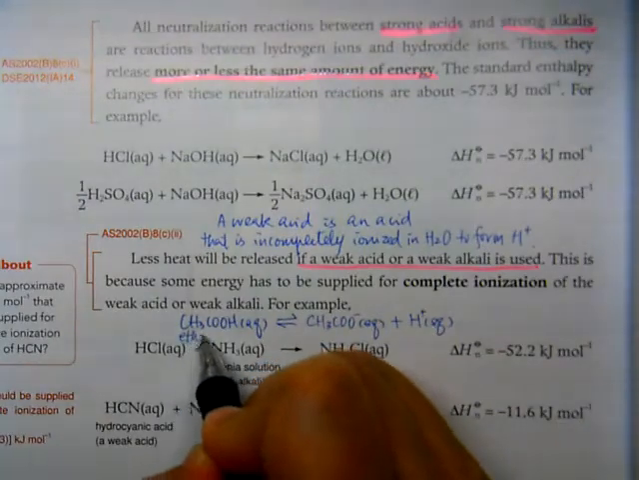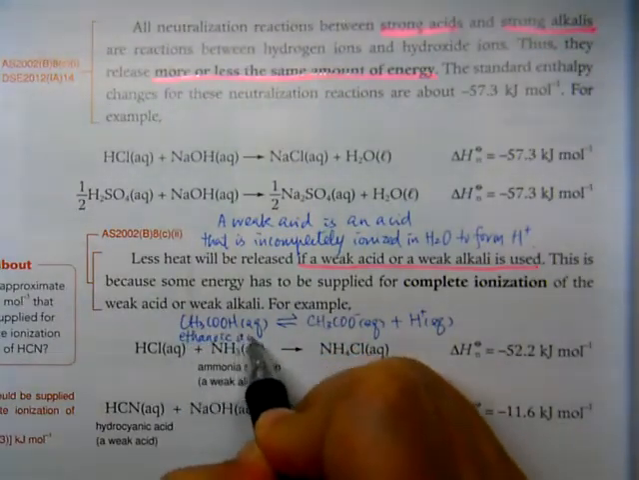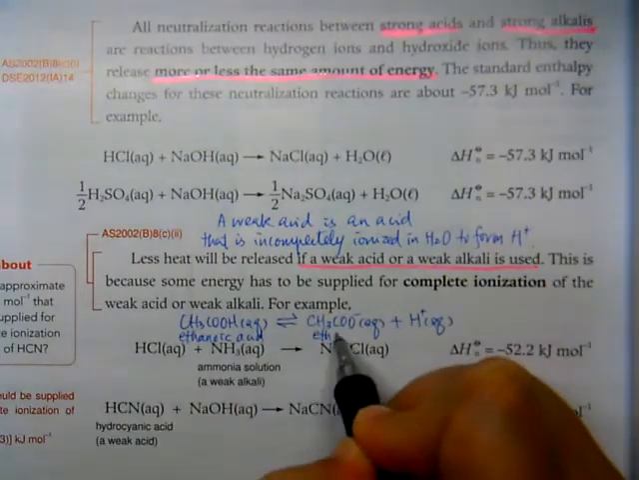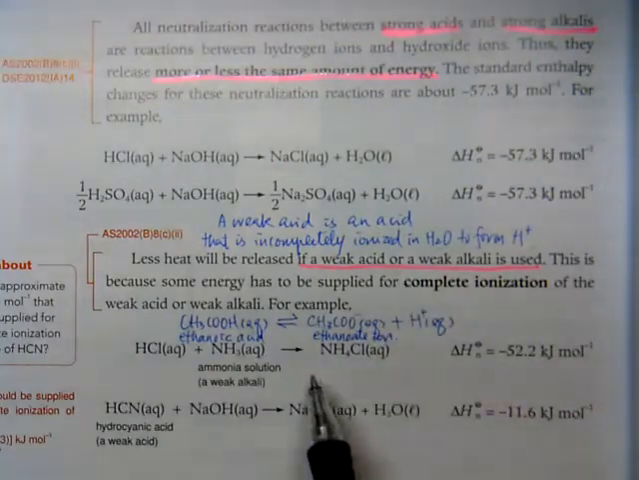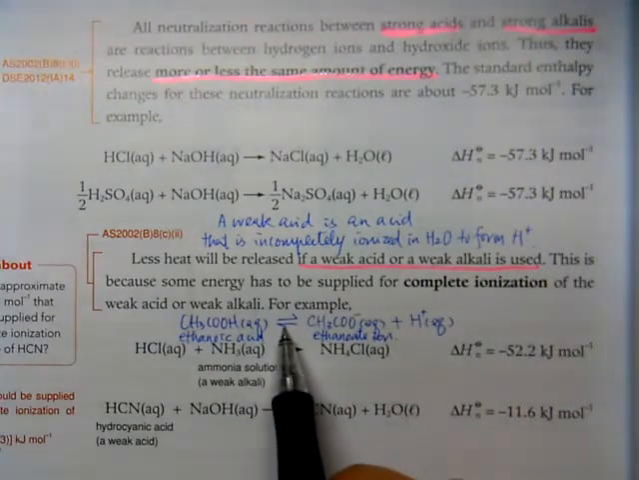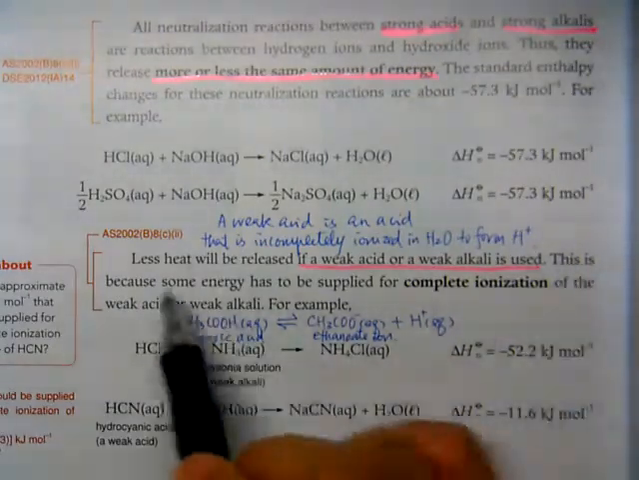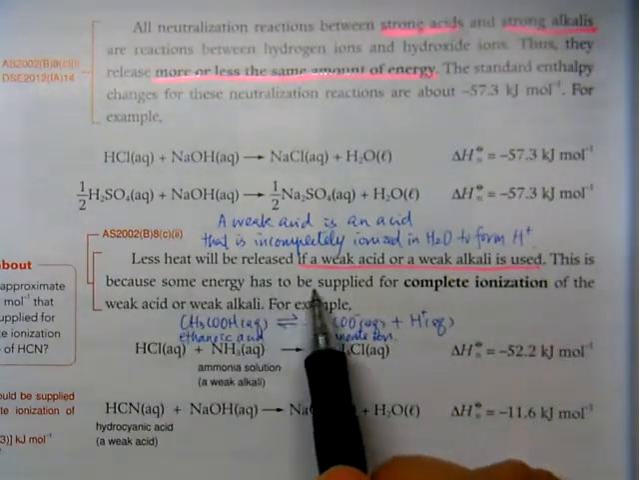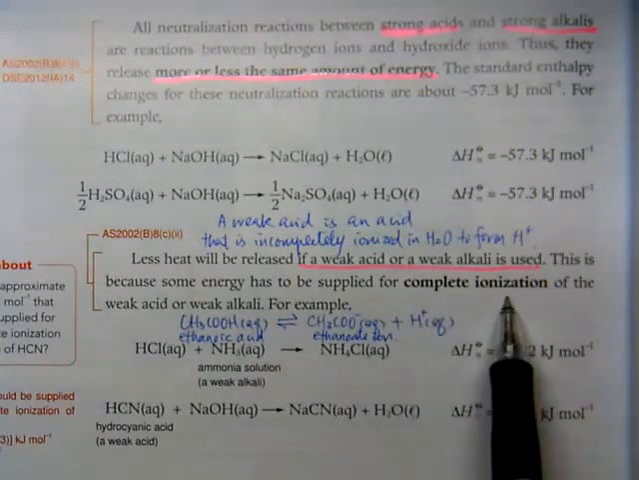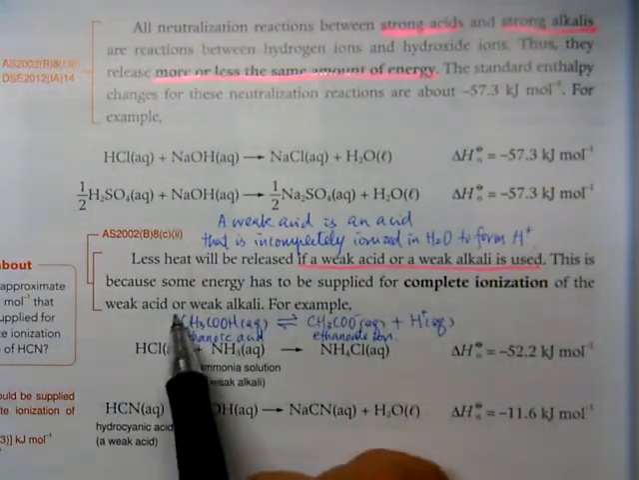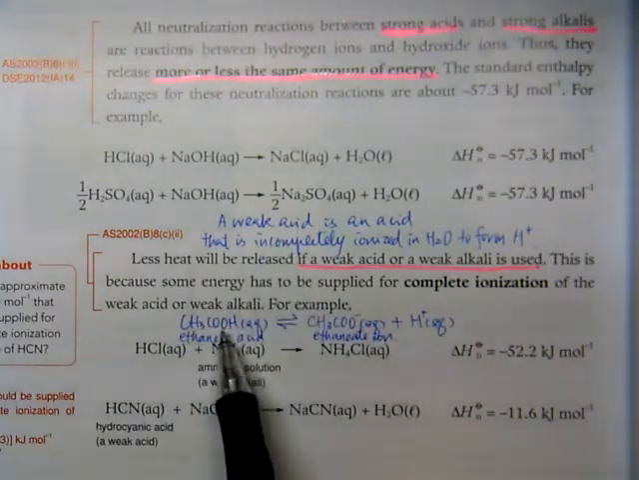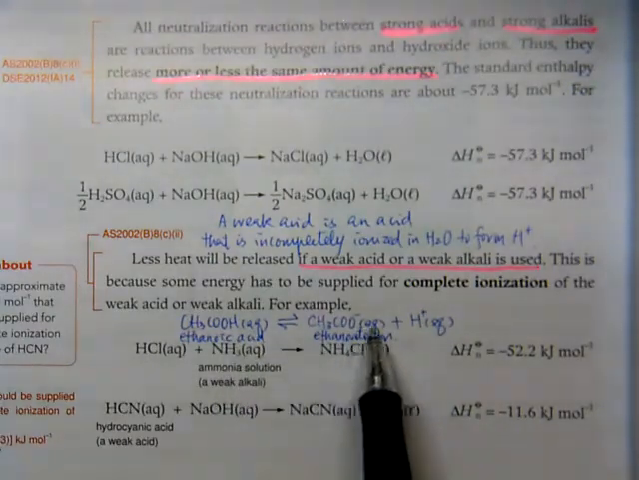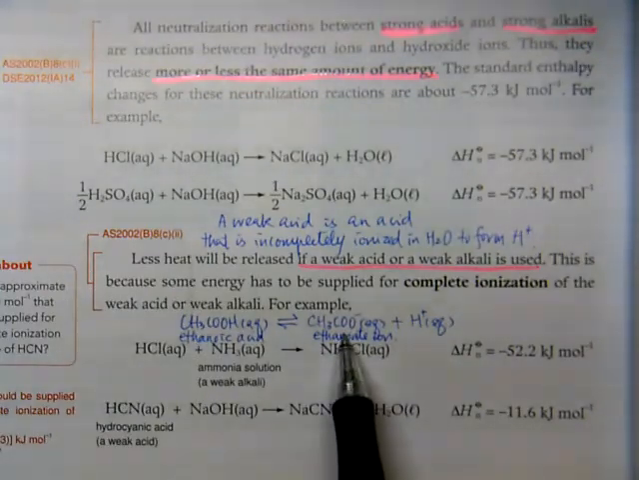This is ethanoic acid. The name of the salt is called ethanoate. Ethanoate ion, okay? Incompletely ionized, okay? This is because some energy has to be supplied for complete ionization of the weak acid or weak alkali. Now, in other words, originally, ethanoic acid is incompletely ionized to give hydrogen ion and ethanoate ion.